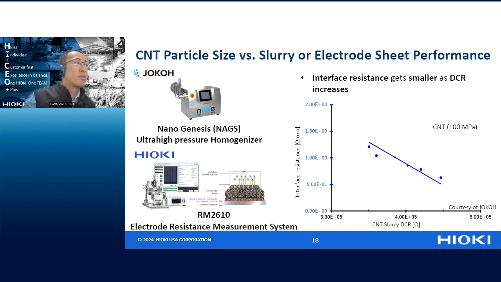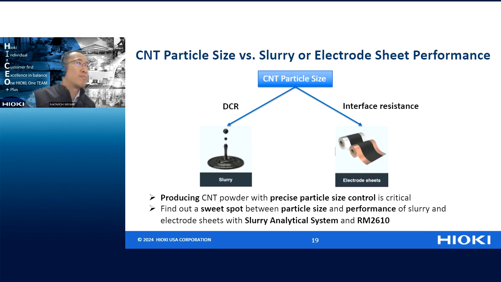So according to these test results, particle size affects slurry and electrosheet performance. It indicates that producing CNT powder with precise particle size control is critical, and also it is essential to find out the sweet spot between particle size and the performance of slurry and the electrosheets.